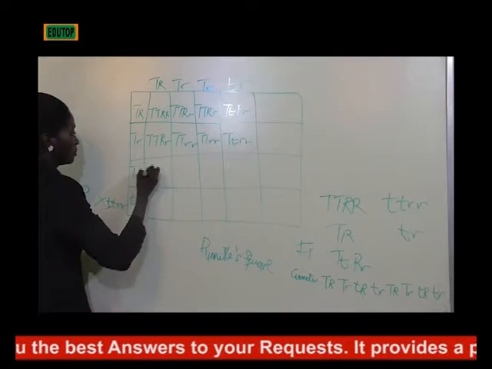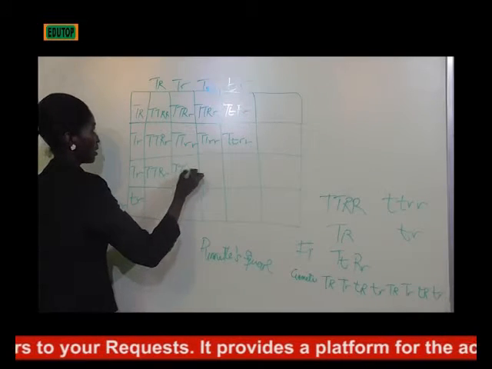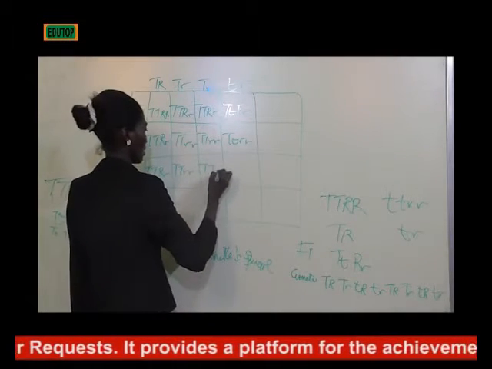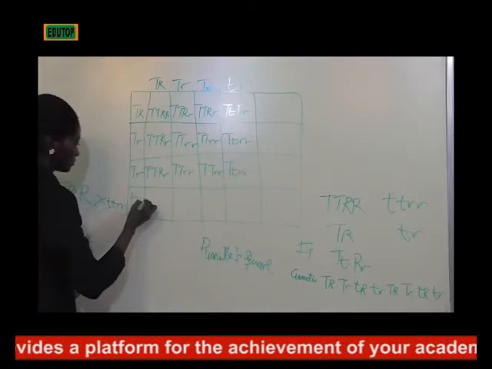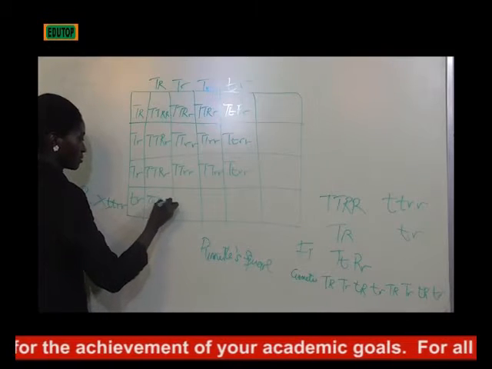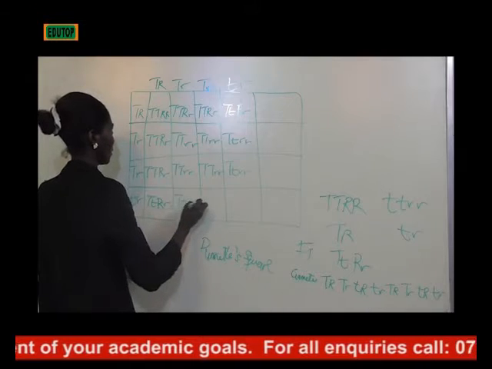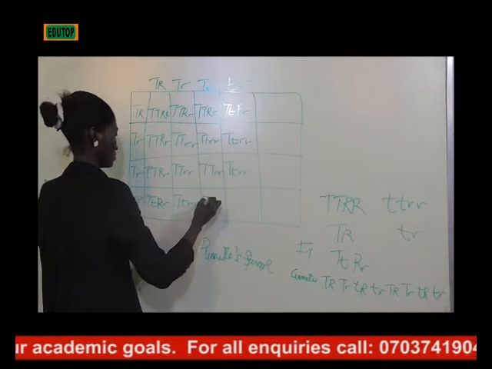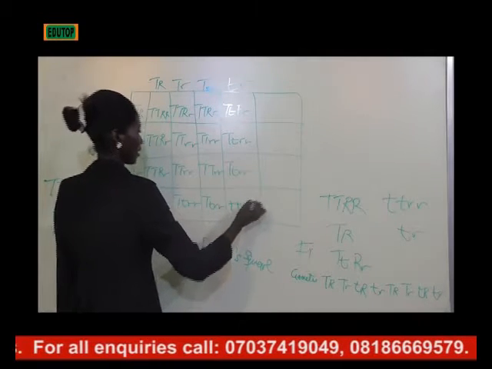Then same, R, R, TT, R, R, TT, R, R, TT, R, R. Then TT, R, R. TT, R, R. TT, R, R, TT, R, R.